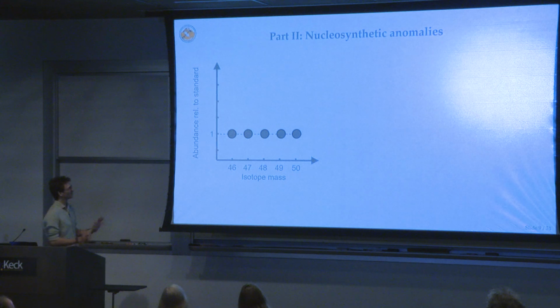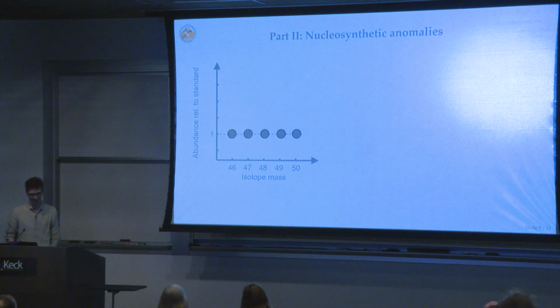Let me know if this is not clear, because if it's not clear, the rest of the talk is not going to be clear. Here we're looking at the abundance of isotopes relative to a standard. So one means that we're looking at the standard. All the abundance is exactly the same for each isotope. We have measured the standard compared to itself.